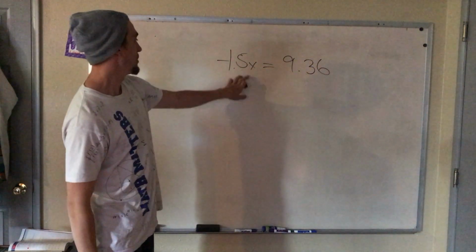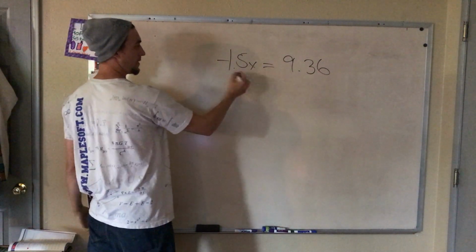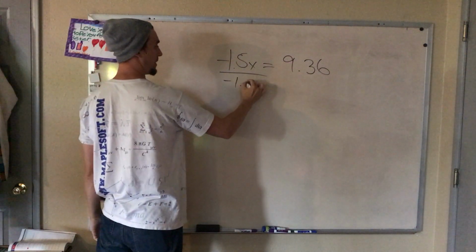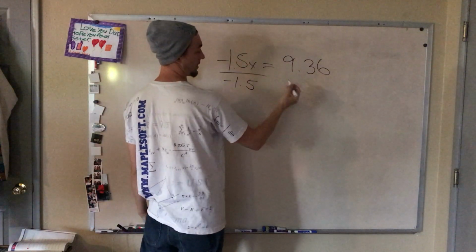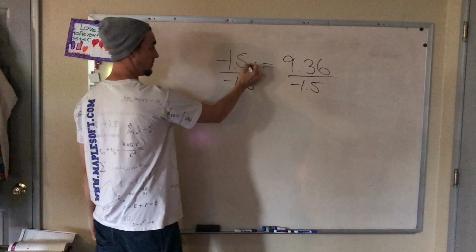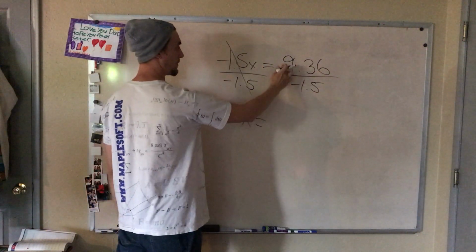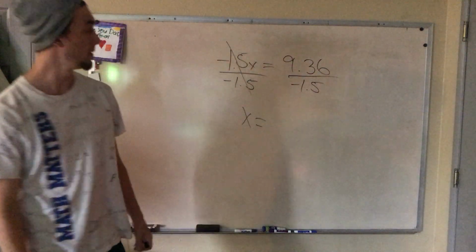So the strategy is just to isolate the variable. What's being done here is multiplication by negative 1.5, so this is what I do. Divide by negative 1.5. And being as I did that there, I have to do it here. These 1.5's cancel, so you just have x here, and then you have to do 9.36 divided by negative 1.5.